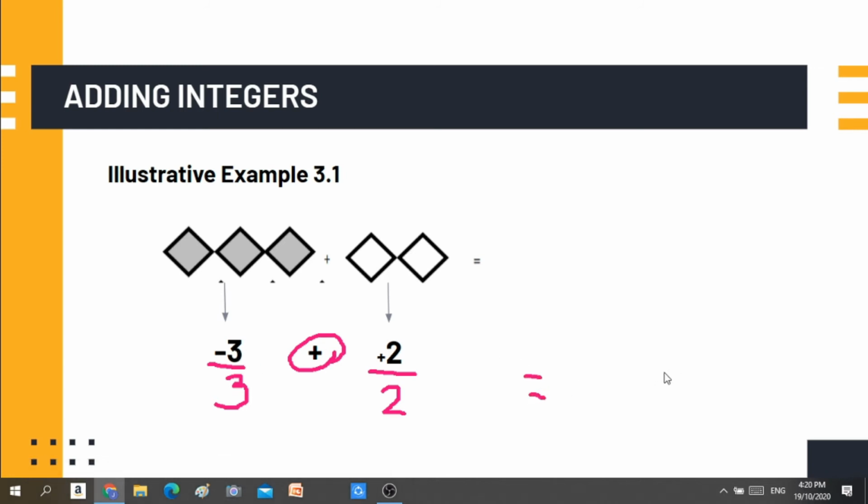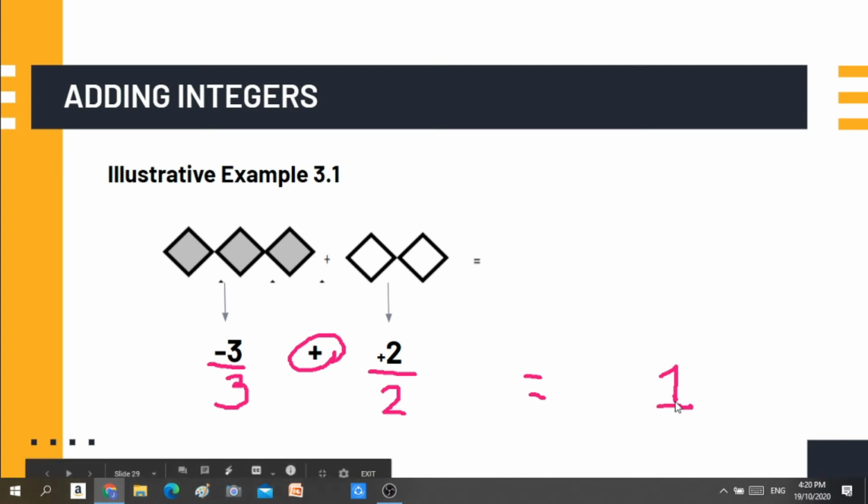Ngayon, ano susundin kong sign? Is it positive or negative? Try to look. 'Di ba? Mas malaki si 3 kaysa kay 2. Eh si 3 ay negative. So meaning to say, the answer is negative 1. Meaning, negative 3 plus positive 2, the answer is negative 1.